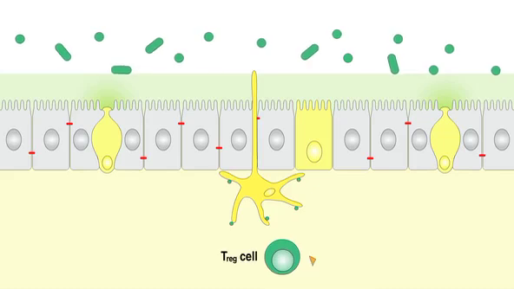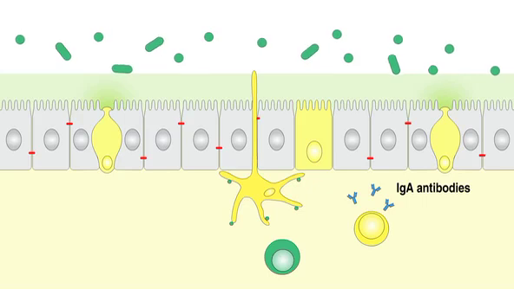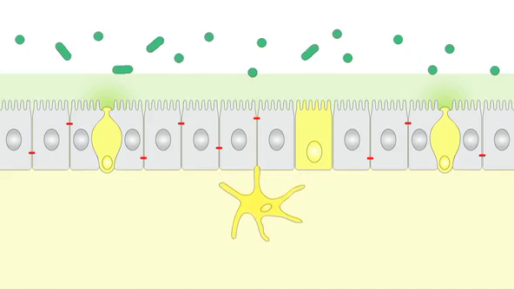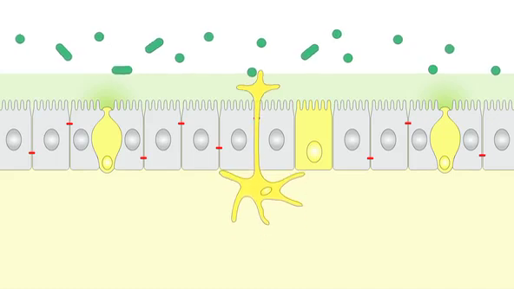Such induced Treg cells secrete TGF-beta, which in turn influences activated B cells to switch to the production of IgA antibodies. IgA antibodies produced in the intestine are efficiently transported into the lumen, where they inhibit the translocation of intestinal bacteria. Additionally, at normal homeostasis, dendritic cells can process the luminal material and become activated.